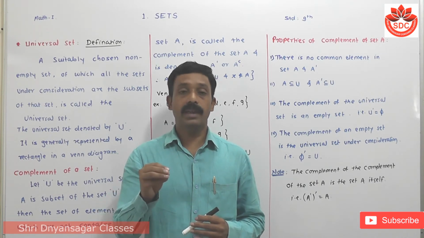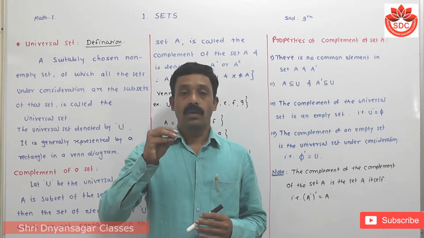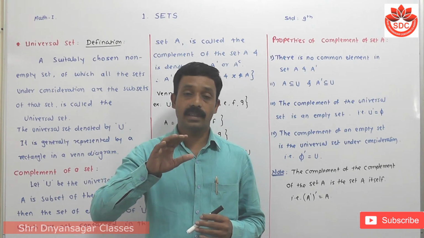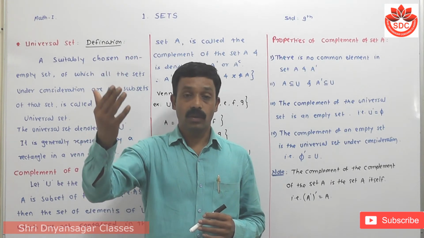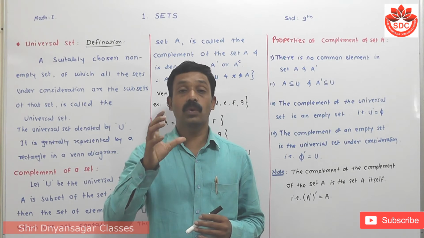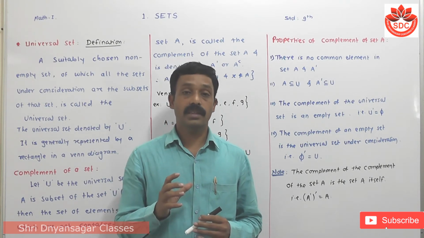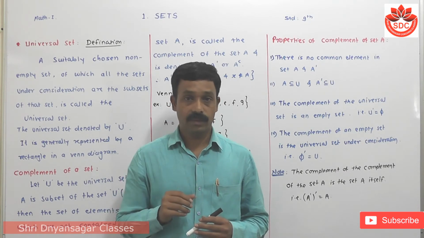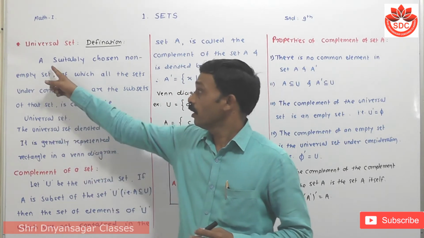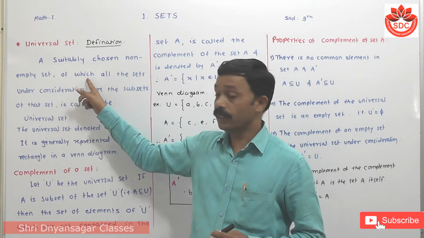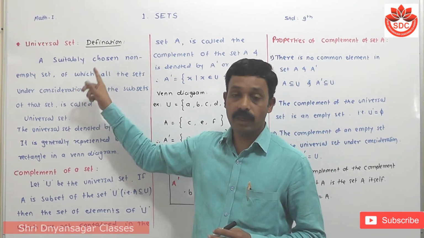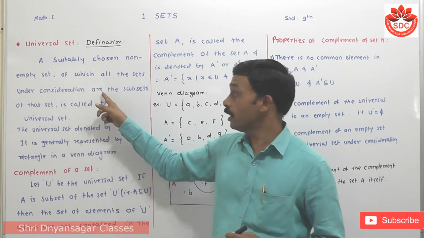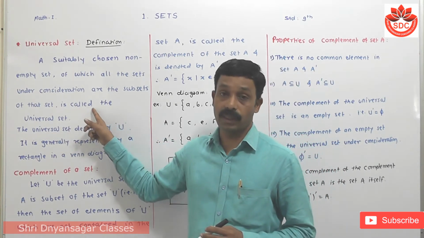Set B contains the students only in division B. Then these sets are subsets of the non-empty set, that is, the total number of students. In this case, this non-empty set is a universal set. This is the definition of the universal set: a suitably chosen non-empty set of which all the sets under consideration are subsets.